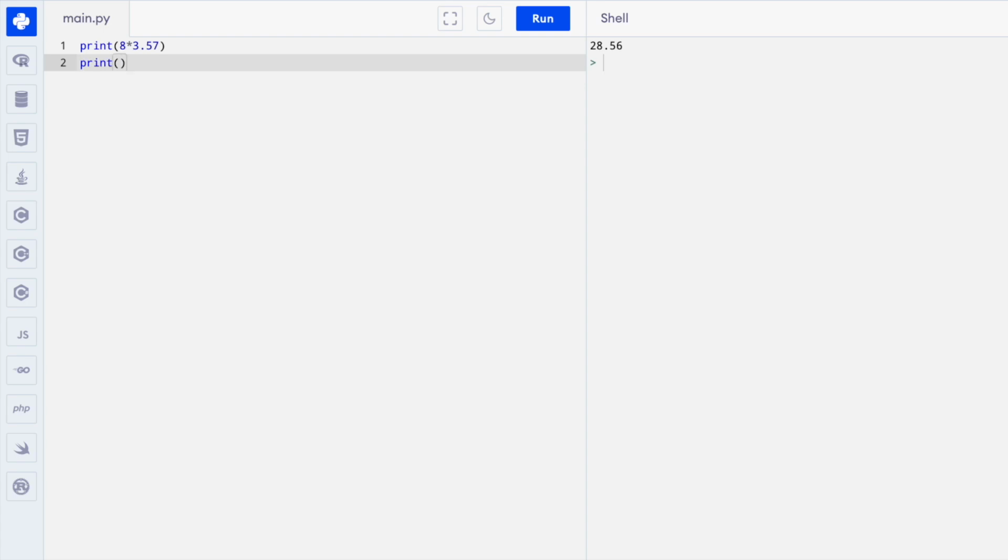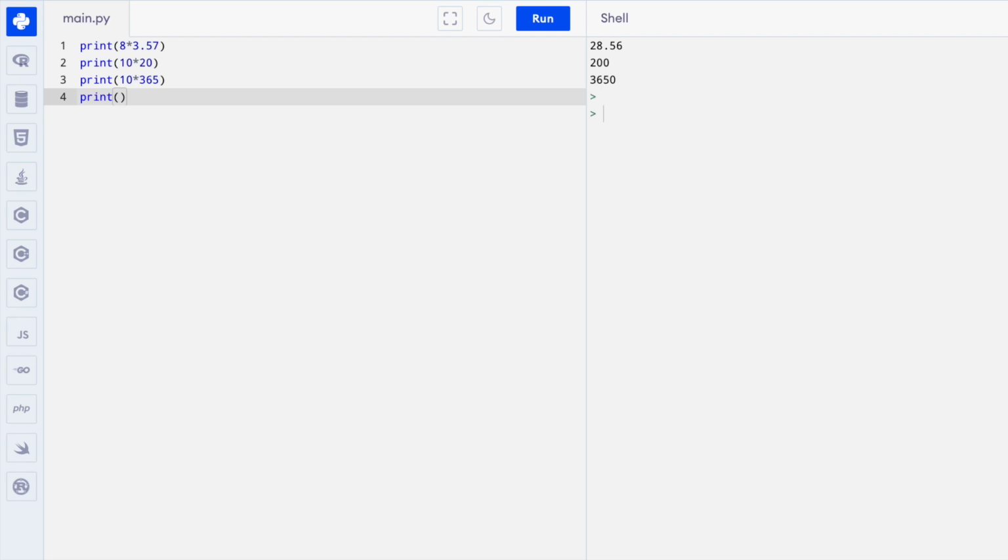And let's go to the next one. Print 10 into 20 and run it. Yeah, we are getting 200. This is the correct answer. And let's look at another example. Print 10 into 365, right? 10 into 365, and we can get the answer 3650.